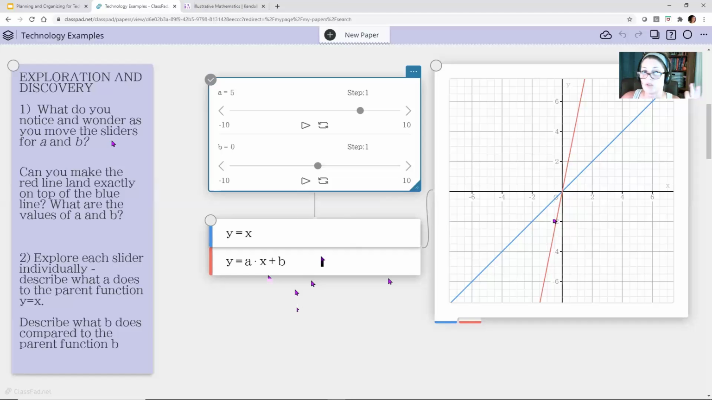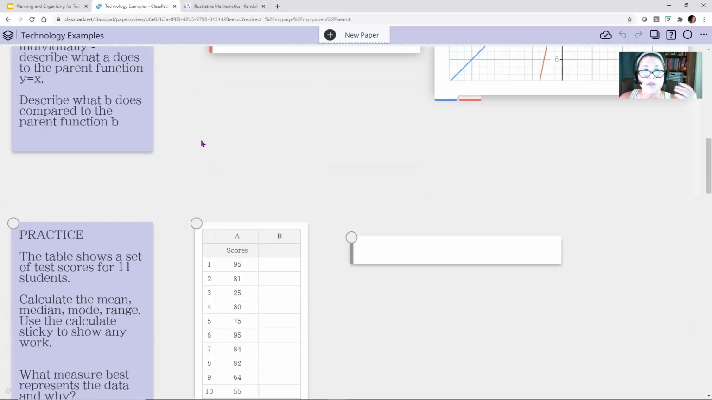So lots of ways to do it. That's what I mean by an exploration or discovery using technology. And you can do this with calculators as well. Graphing calculators, the Casio ones have all of these sliders and modify things that you can do as well. The third one, practice.